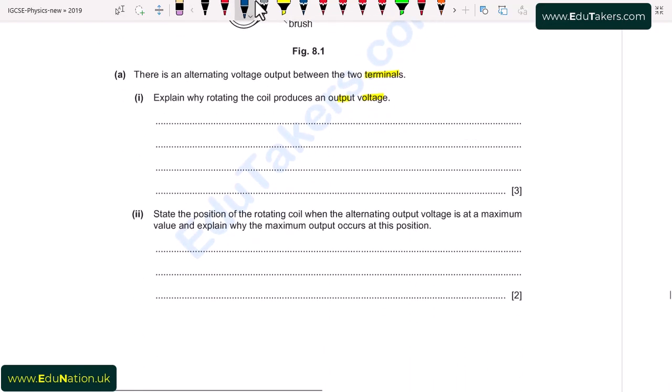the conductor or the coil cuts through the magnetic field. It means that the magnetic lines of force are changing there, and their number is maximum, or we can say that there is a maximum flux. So this induces the EMF in the coil.